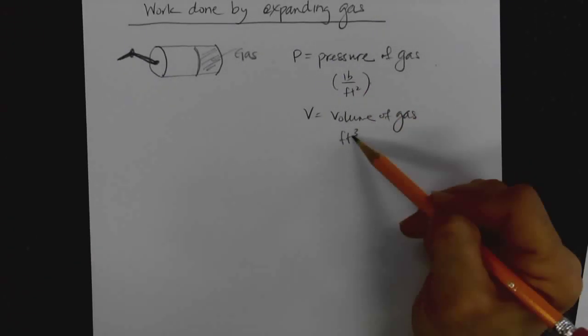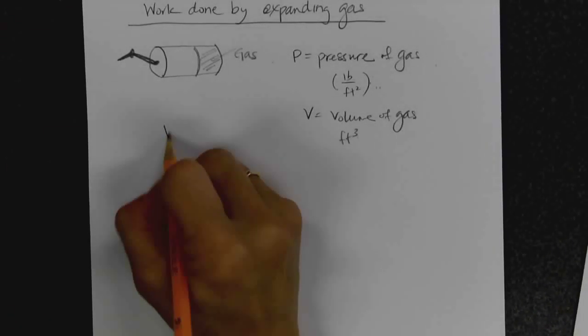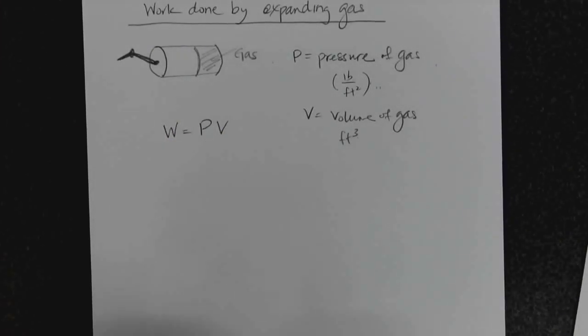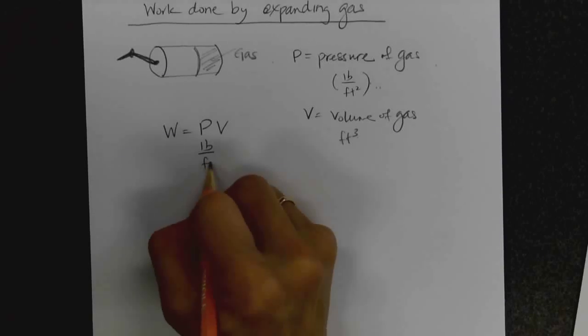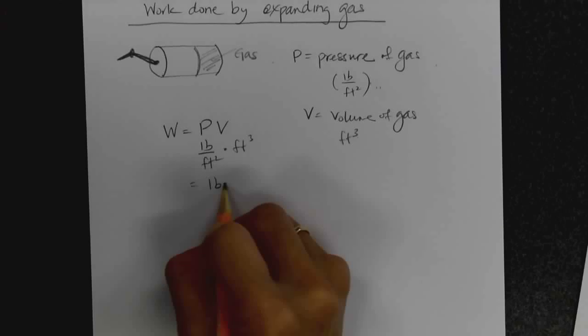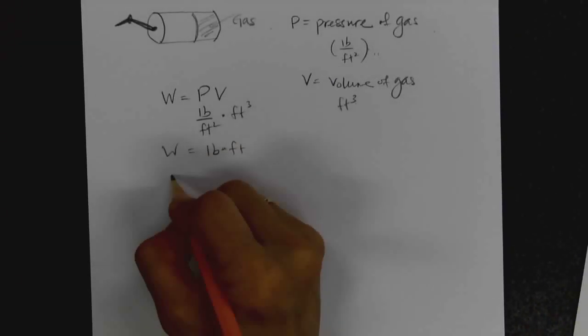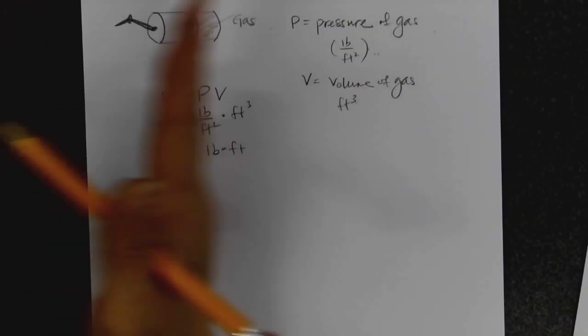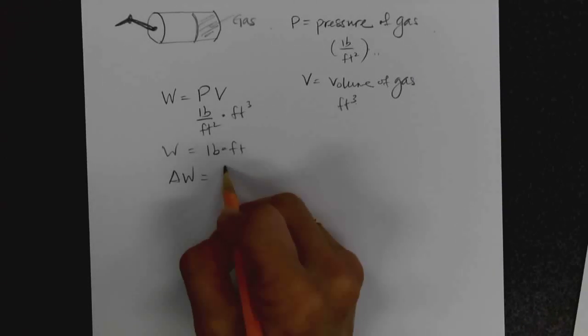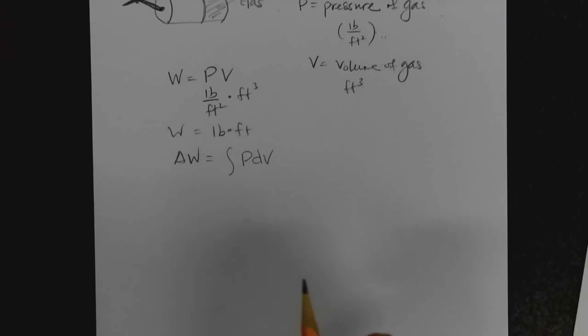If I multiply these two together, what do my units end up being? Pound feet. There's my work, right? So work technically is pressure times volume. Pound per feet squared times feet cubed is pound feet. And that's my work. Okay? So if I were to move a little bit, it's the integral of P dV. Okay, let's put it that way.